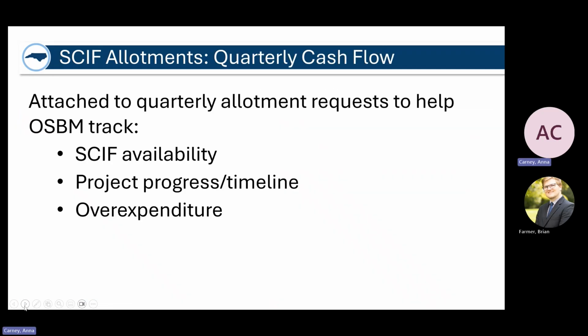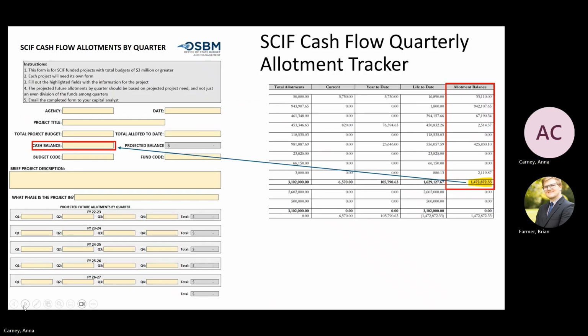As you probably know, OSBM has universities submit a quarterly cash flow spreadsheet any time they're requesting a SCIF allotment for one of these larger projects. Ultimately, these are used to help us track overall SCIF availability, the project's progress and timeline. So is it ahead or behind schedule at all? And then just monitoring for any over expenditures.